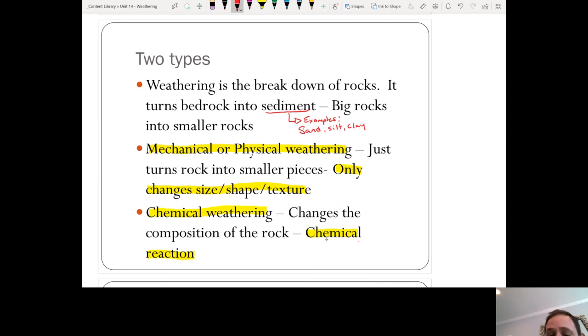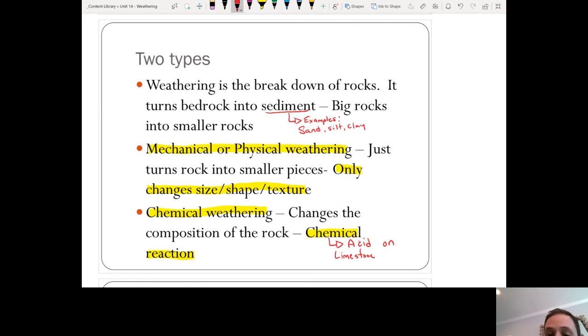If you were thinking for chemical weathering, we put the acid on the limestone, right? And we watched the limestone fizz with the acid. We were changing the actual composition of the limestone. It was a chemical reaction.